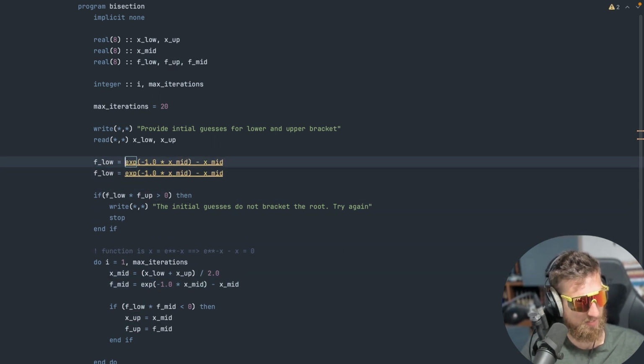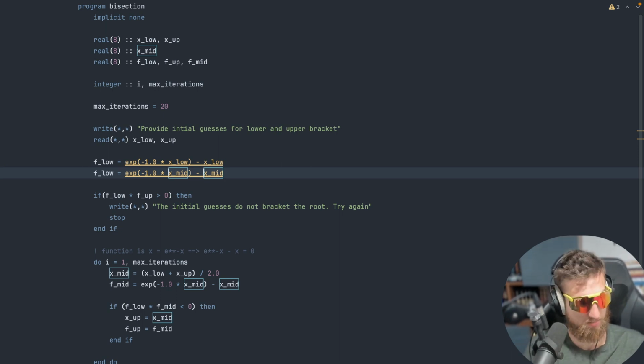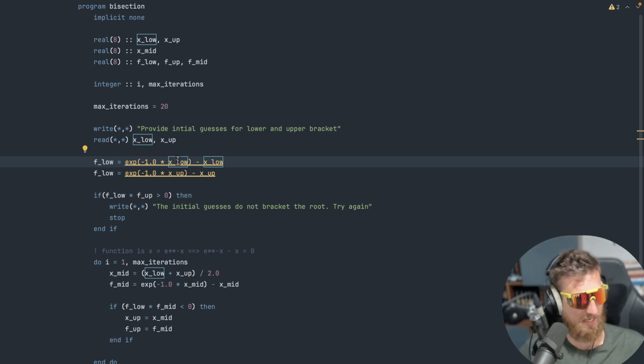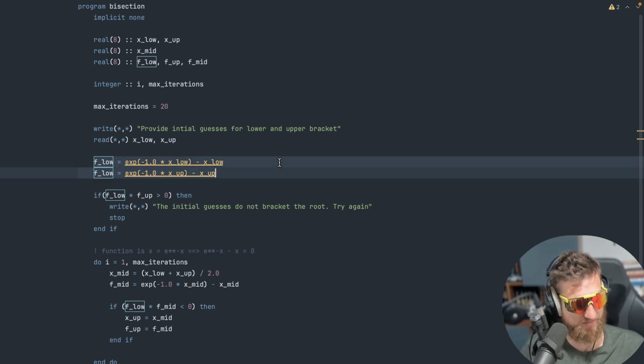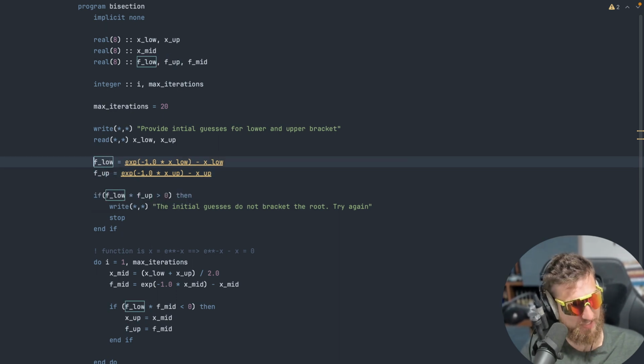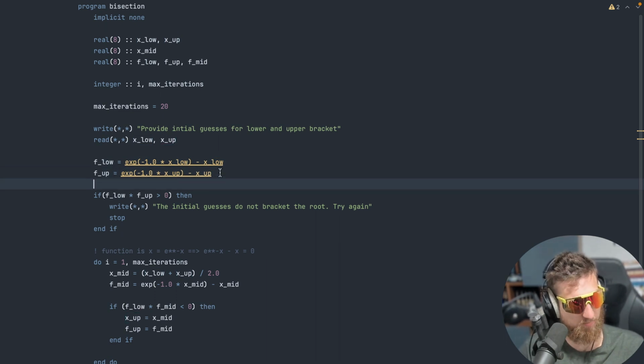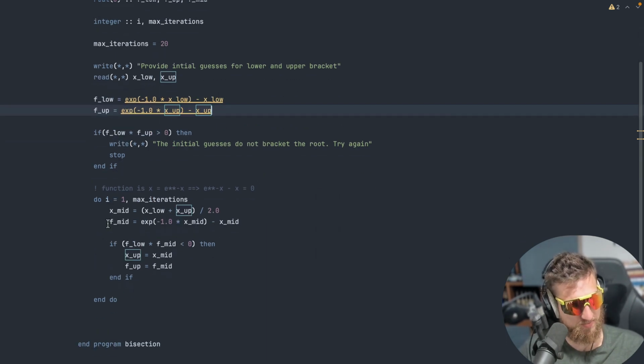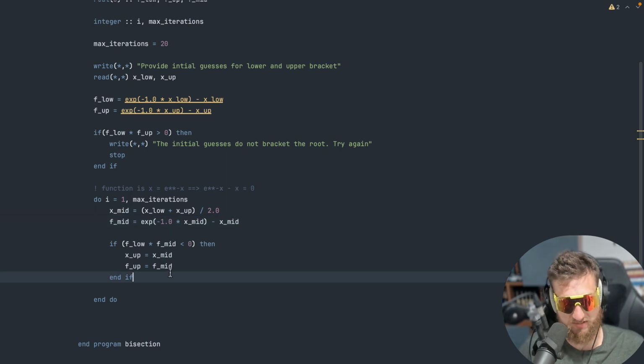Let's do this. This is going to be x low. This is going to be x up. I'm actually not sure why this is highlighting like this. I'm using CLion just as my text editor to write Fortran. If you're using a proper Fortran IDE, I don't think this would be a problem. This should still compile. We'll see when we go to compile, but I don't actually think that's an error because it's looking fine here. So let's just continue.